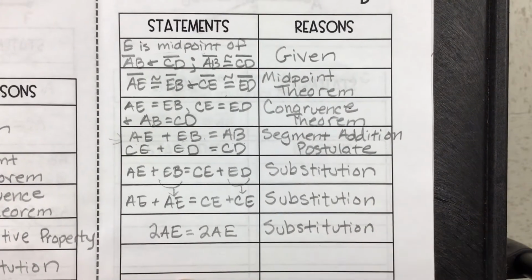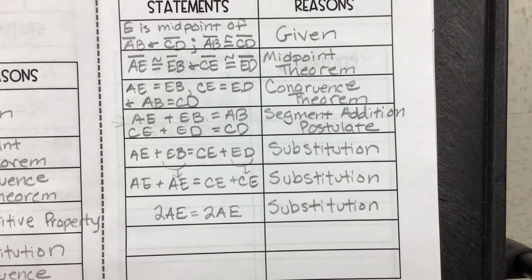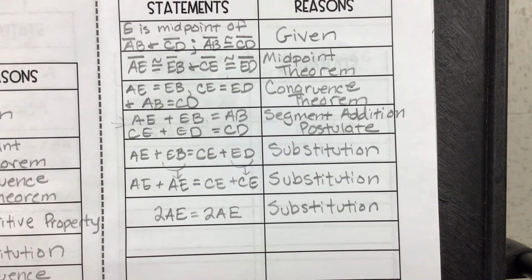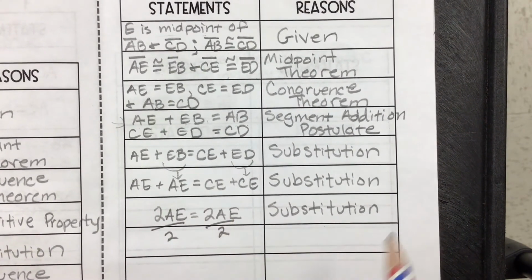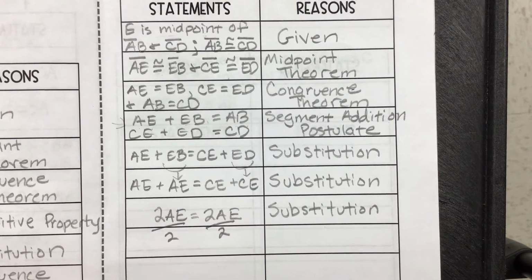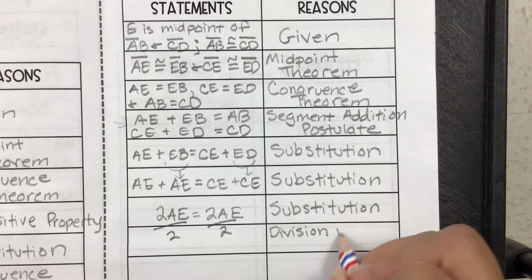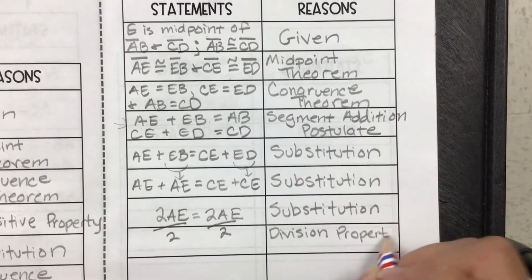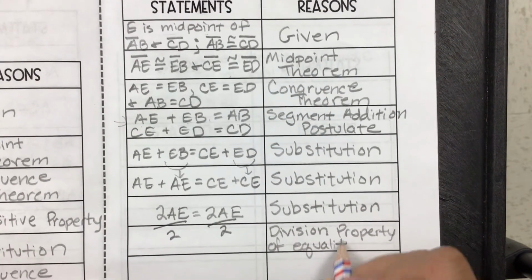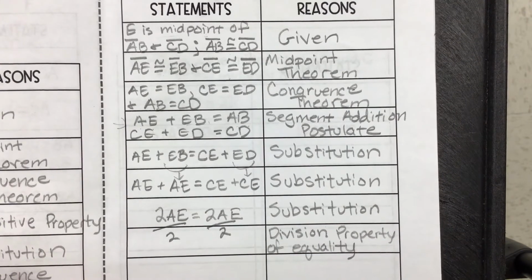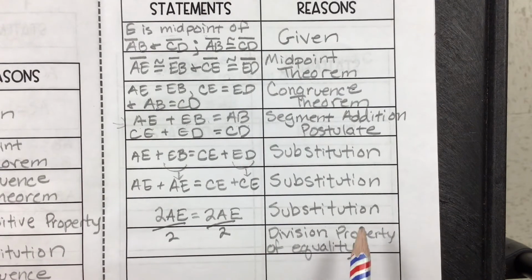It cannot be addition property of equality because you're not adding the same thing to both sides. It's when you do the same thing to both sides that it's the properties of equality. So for example, you're going to divide by 2 here on both sides. Dividing by 2 on both sides is what makes this the division property of equality. I'm going to mention it again. Please don't take shortcuts. You have to write the whole thing.